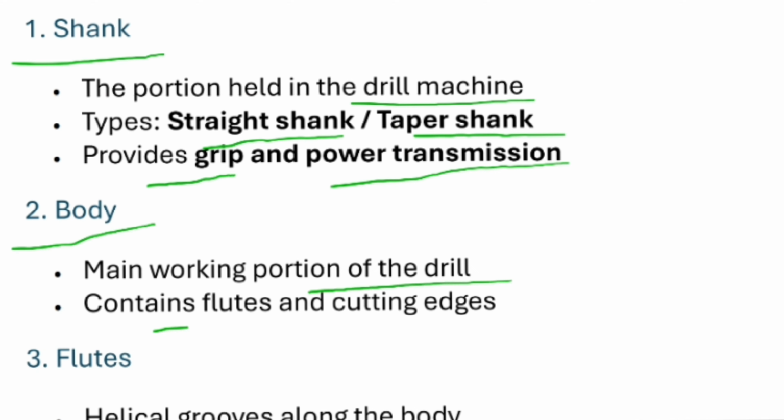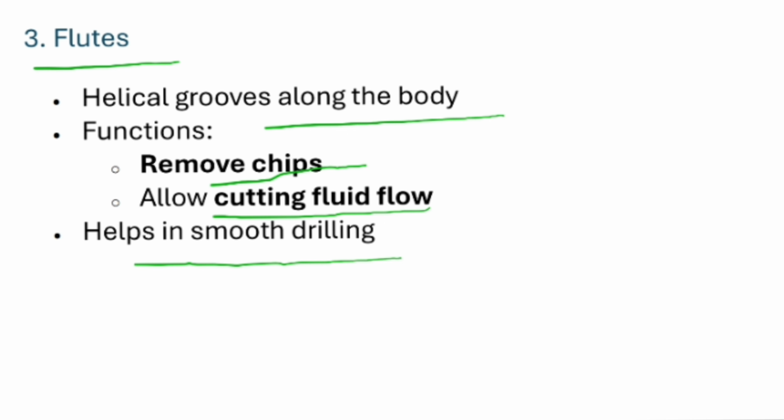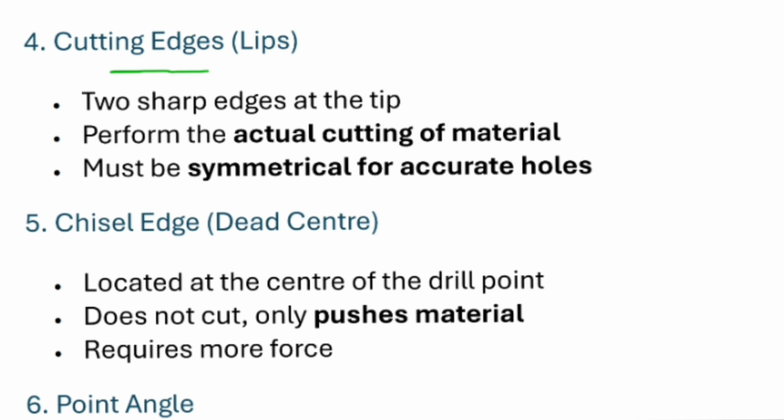Next are the flutes. They are helical grooves along the body. What is the function of this? It removes chips and allows the cutting fluid to flow, which helps make drilling smooth. Next is the cutting edge, or lips, as we can call it. It has two sharp edges at the tip. What does it do? It does the actual cutting of the material. It must be symmetrical for accurate holes.